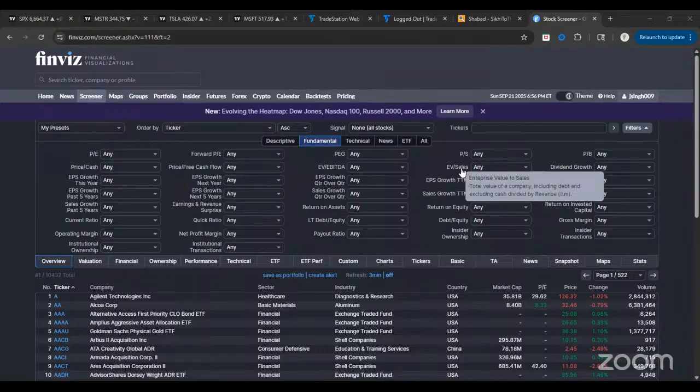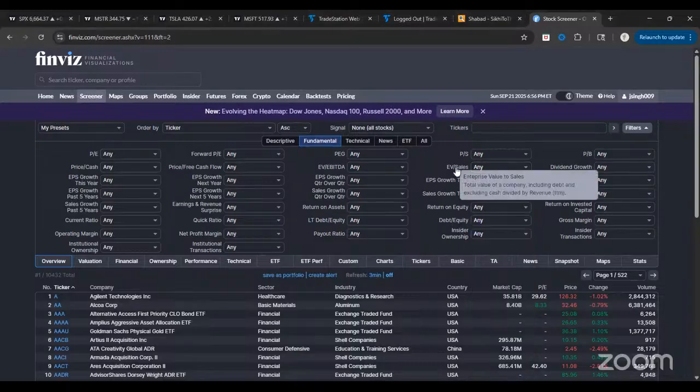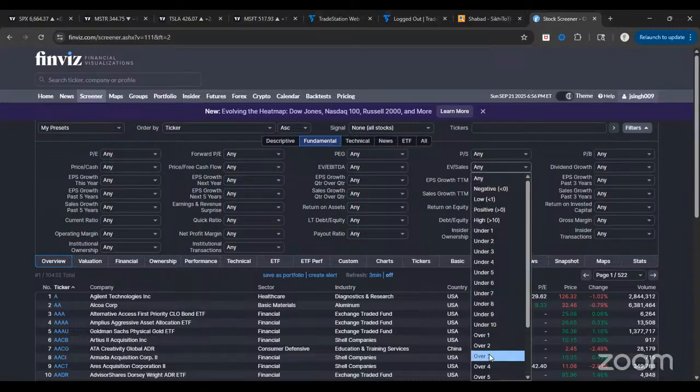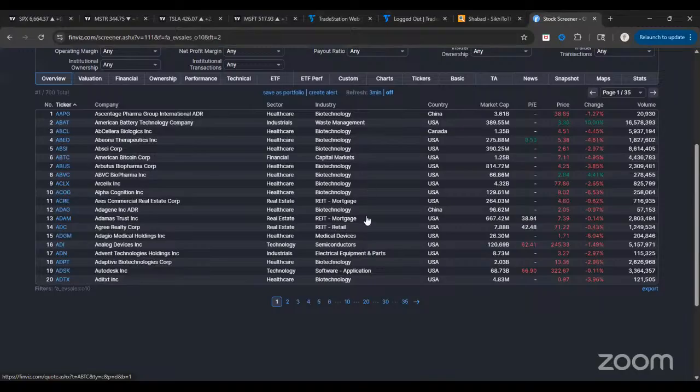Okay. I mean, I never use this filter, but I can understand. It's just telling me the total value of a company. And then these are the values for it. Obviously, if it's telling you it's the total value of the company, the higher the number, the better it's going to be. So I can go over 10. There you go. And what it's going to do is reduce the number of stocks here.